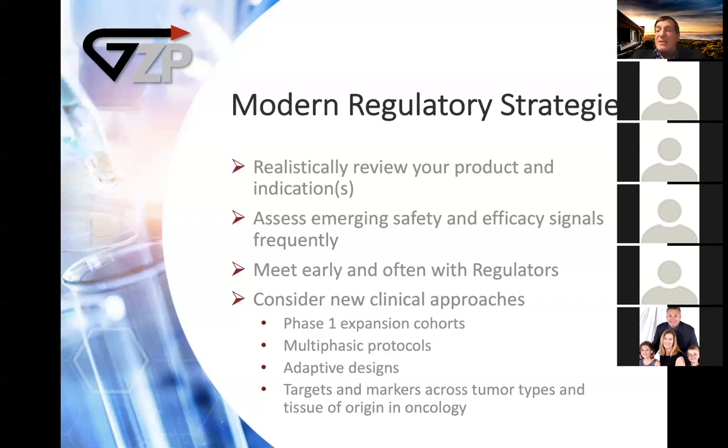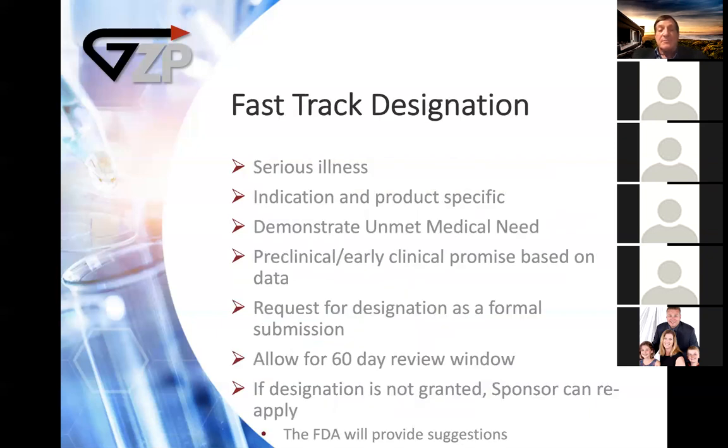So you can expand your investigations and your indications with your same agent by looking across tumor types, as long as they have verifiably the same markers that enable binding of targeted agents, immunotherapies, etc. Fast Track designation is one of those special programs. You have to have serious illness. The designation is given to a specific indication and a specific product. You have to demonstrate an unmet medical need, and some preclinical or early clinical promise based on data that you have generated.